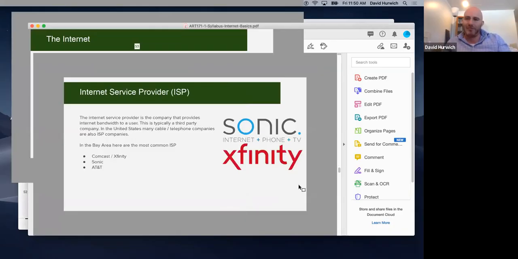All right, so that's the internet. We also have what's called an internet service provider. This is sometimes referred to as an ISP. An internet service provider is the company that gives you access to the internet. For most people, especially if you're in the United States, that would be your cable provider. Okay, so if you live in the Bay Area, you probably get your internet through either Xfinity, which is a cable company, or Sonic. These would be your ISP or internet service provider companies.